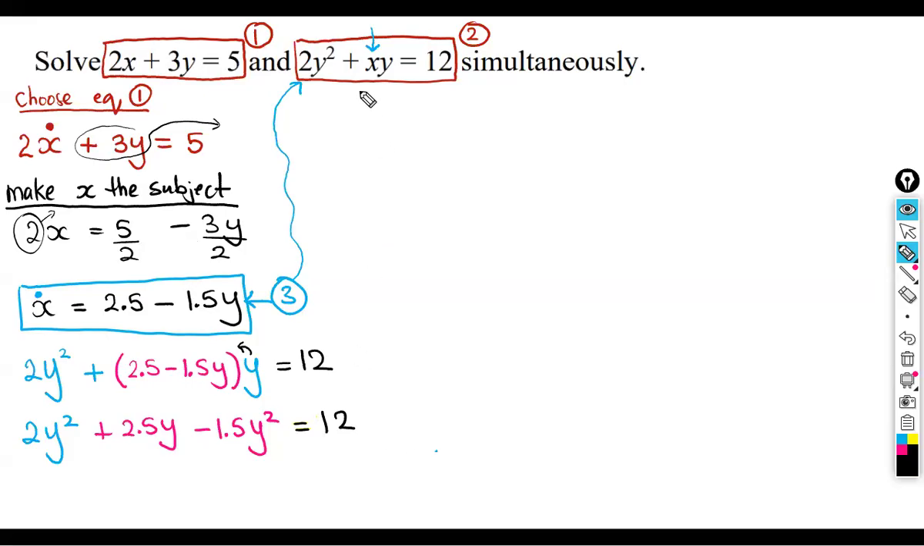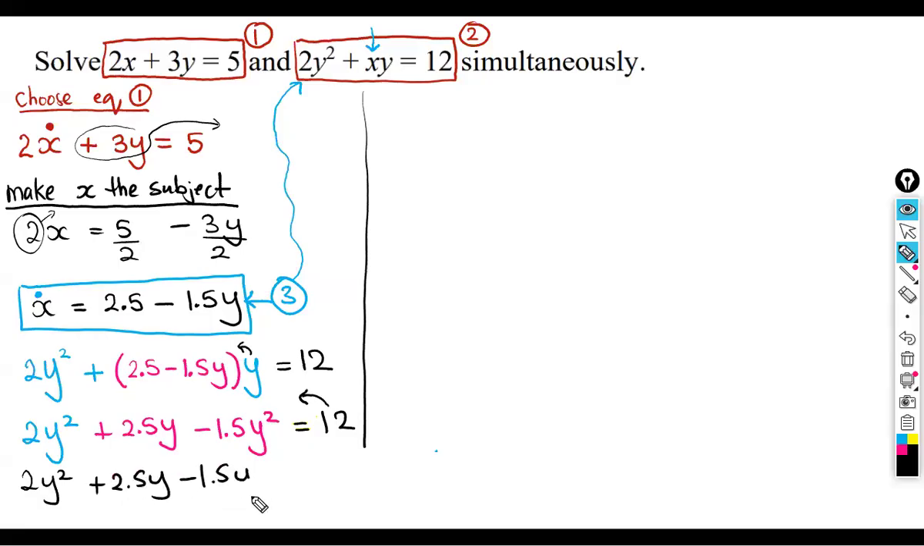I'll run out of space here, so I'll put in a little line here. All I have to do now, you notice it has a y squared, a y, and then things without y. So it's still a quadratic, but instead of x's, it's y's. Nothing is wrong with that. So throw everybody on the same side, and then you'll get what? 2y squared plus 2.5y minus 1.5y squared minus 12 is equal to 0.